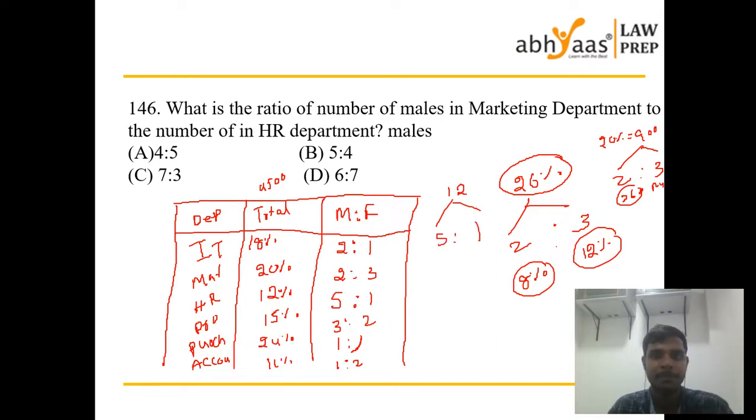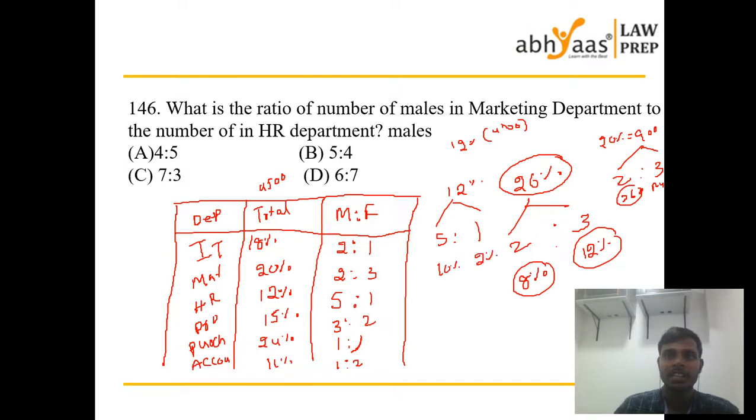So simple, the same mistake people have made means they have calculated the 12 percentage of 4,500. After calculating the 12 percentage of 4,500, again they divided this 4,500 in the ratio 5 is to 1, which is time taking. But I'm directly dividing this 12 percentage in the ratio 5 is to 1, which is the males are 10 percentage, females are 2 percentage of the total.